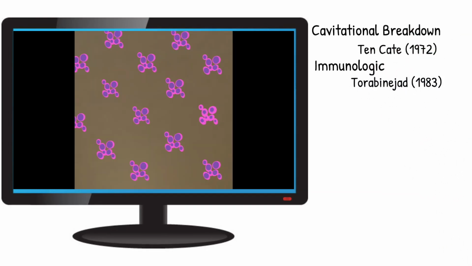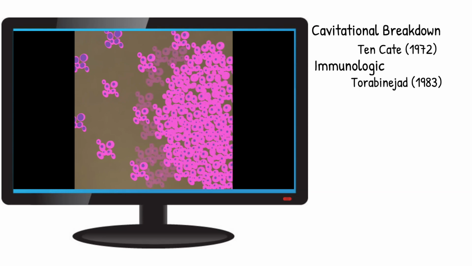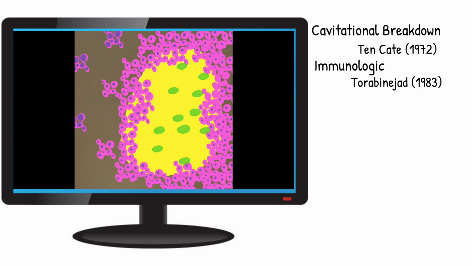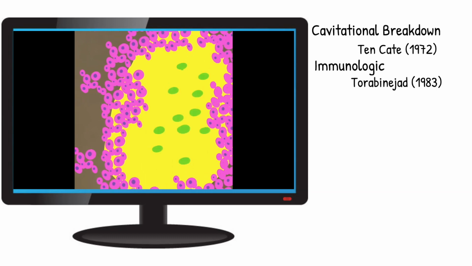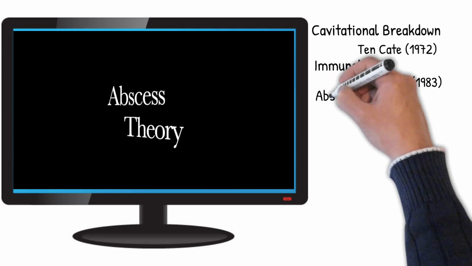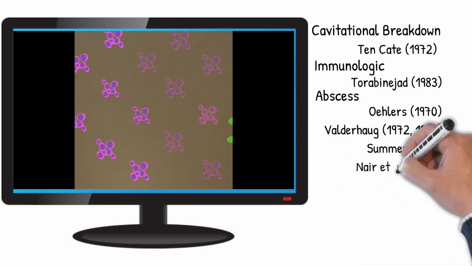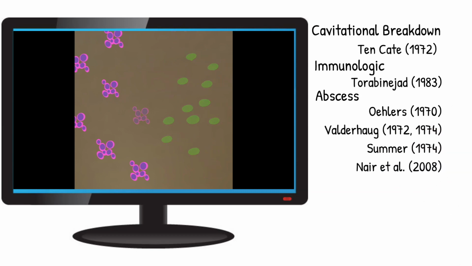The immunologic theory describes a similar proliferation of these epithelial cell rests. Instead of the central cells dying from a lack of nutrients, Torabinejad suggested that immunologic factors cause the apoptosis and cell death of those central to the clump. Once again, molecular signaling leads to expansion. The abscess theory describes epithelial cells and their inherent ability to line connective tissue. So in this theory, the cavity is formed and epithelial cells proliferate along the connective tissue surface.